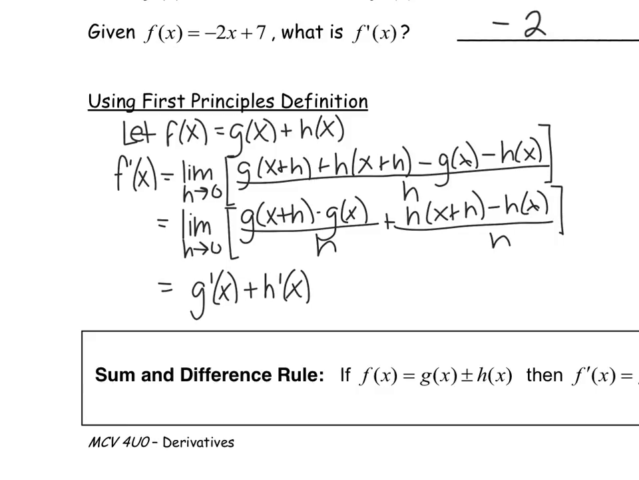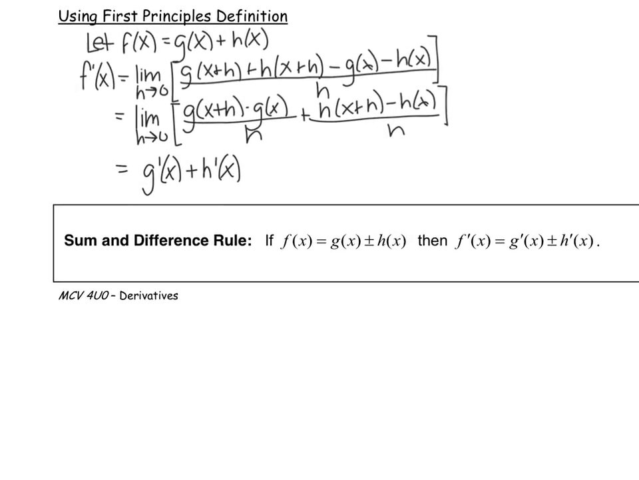Okay? So our sum and difference rule that we're going to write down is that when we have two functions being added or subtracted, then finding the derivative is just the derivative of both functions separately, added or subtracted.